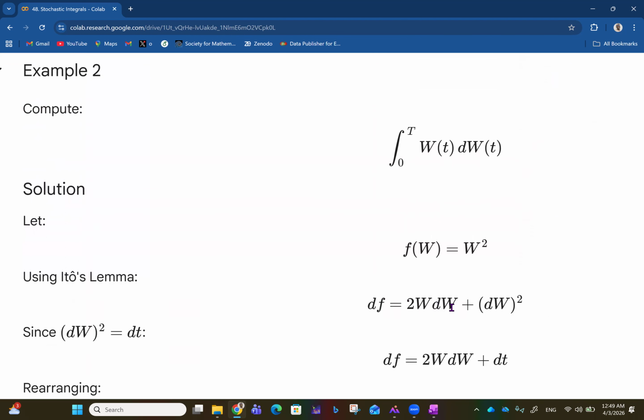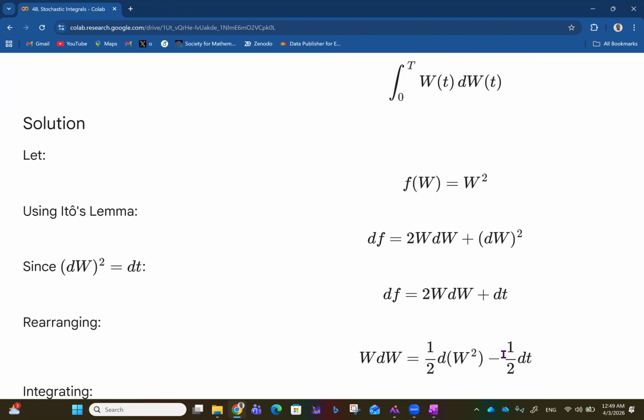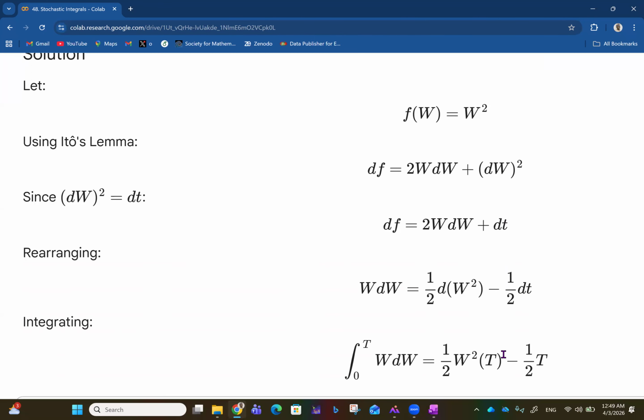So we have 2w dw, and then we have dw squared here by the time we do all the process. And of course, the dw squared will end up being dt. If you throw it into the whole formula, I'm going to take some examples at the end where I'm going to explain all this step by step. But if you follow the formula, you end up getting the dw squared, and we know the dw squared is dt.